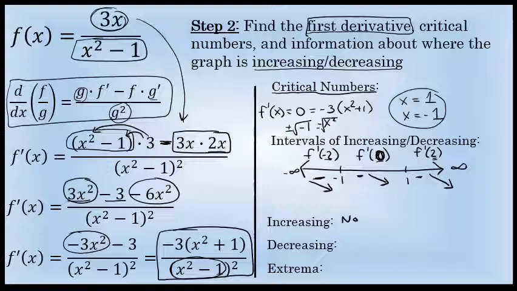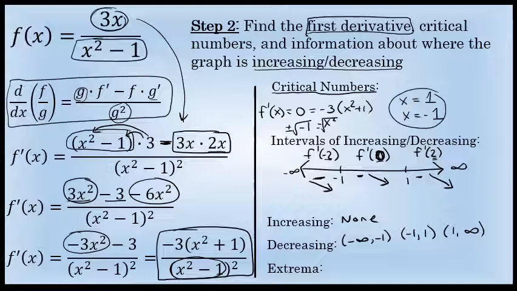There are not any intervals where the function is increasing. It's decreasing actually over 3 intervals. It's decreasing from negative infinity to negative 1. Then it decreases again from negative 1 to positive 1 and continues decreasing from 1 to infinity. This does not mean that it decreases from negative infinity to infinity without any breaks in the graph. We'll see that the vertical asymptotes break the graph apart into 3 pieces, and each of those 3 pieces will be decreasing.